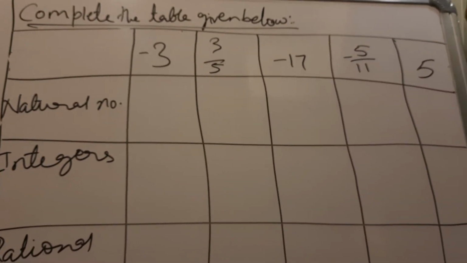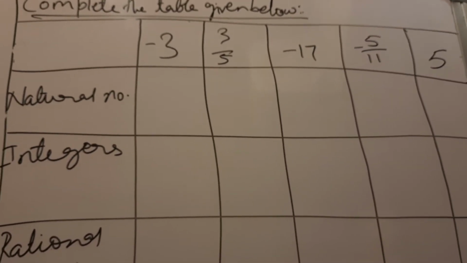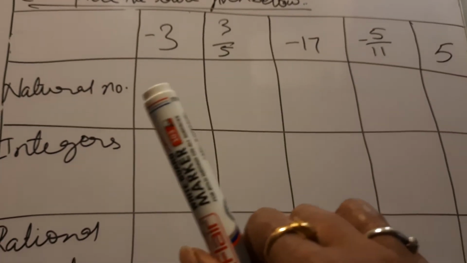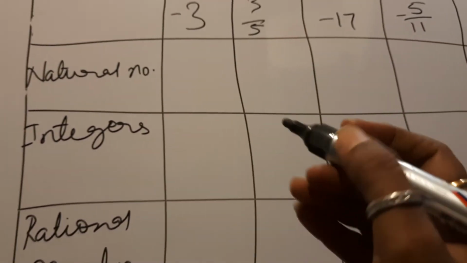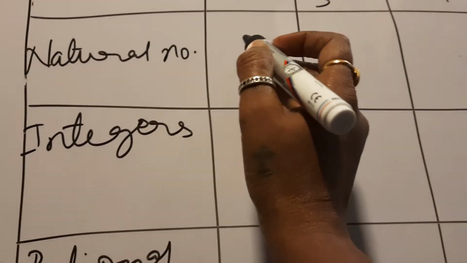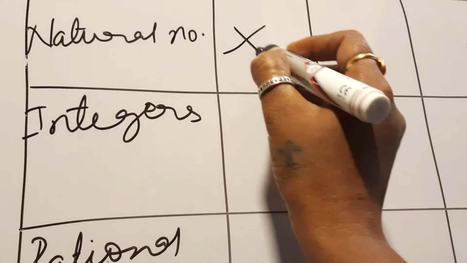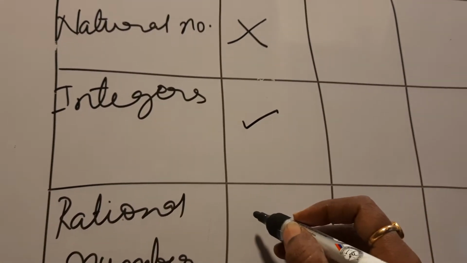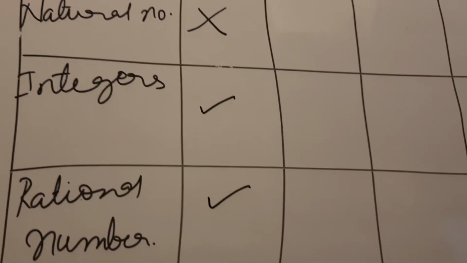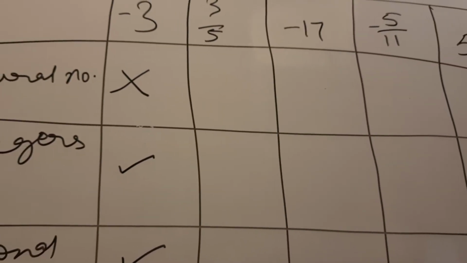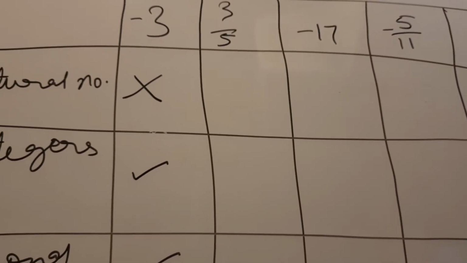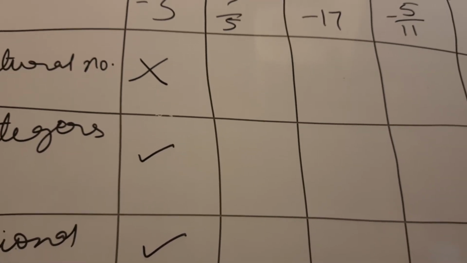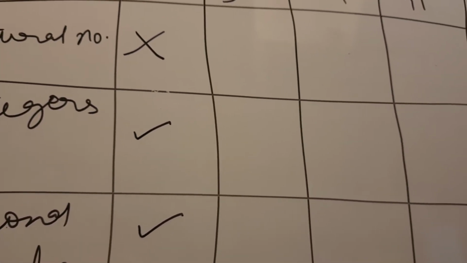Complete the table given below, children. Look at the numbers. Minus 3. Is it a natural number? No, so put a cross. Is it an integer? Yes. Is it a rational number? Yes. All types of numbers are rational numbers. 3 upon 5. Is it a natural number? No.